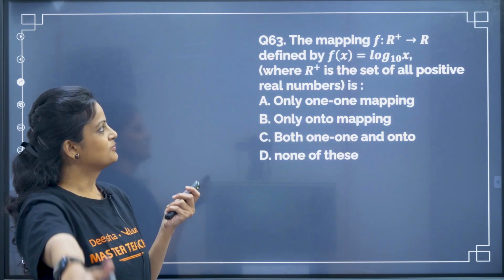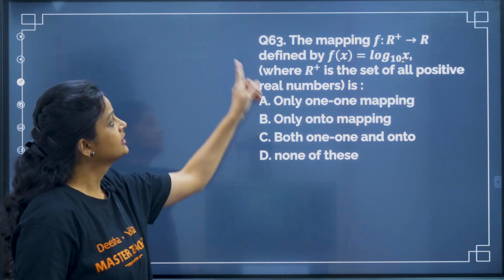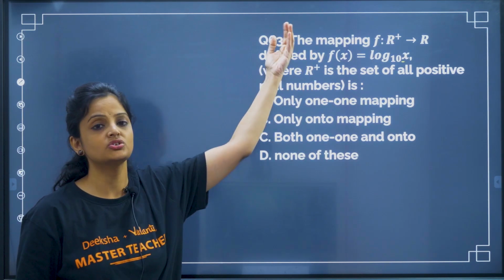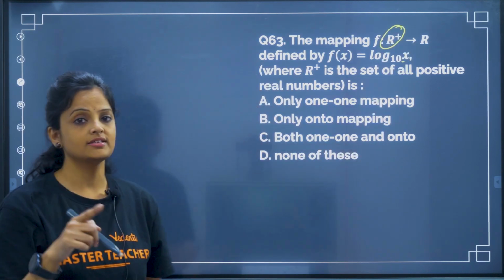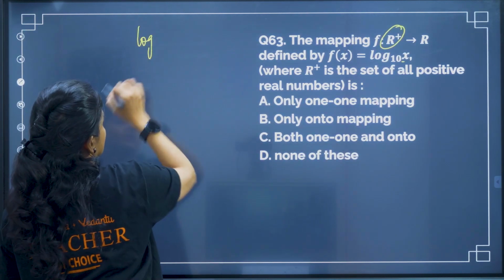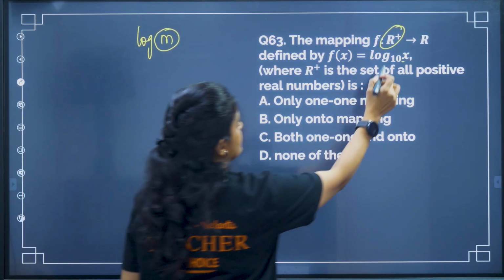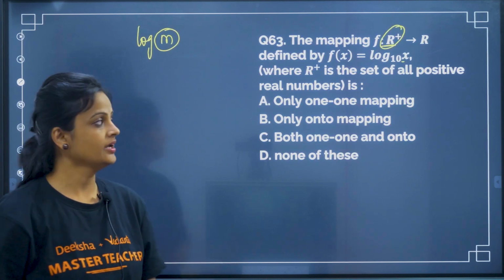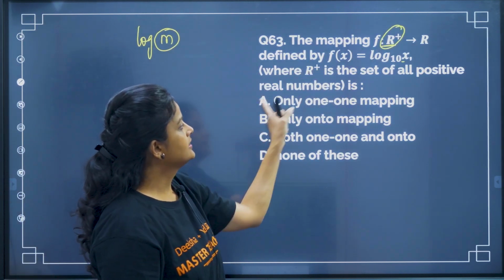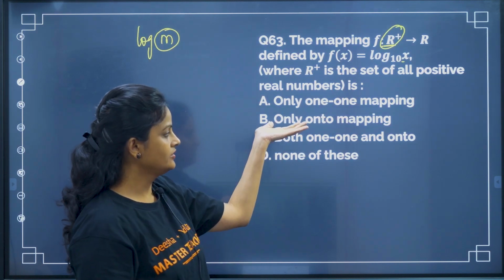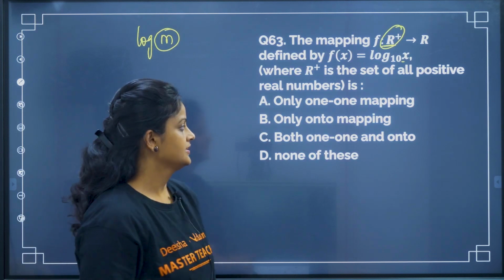Okay, so let's take up the next question. Talking about log, and log is here now. The mapping f from R plus to R. This is the reason why they have given R plus. Just now I was telling you, whenever log is there, this has to be positive. That's why the mapping is from R plus to R. f of x is given as the log x function, and they have asked you to find out whether it is a 1-1 function or 1-1 and onto function or not.